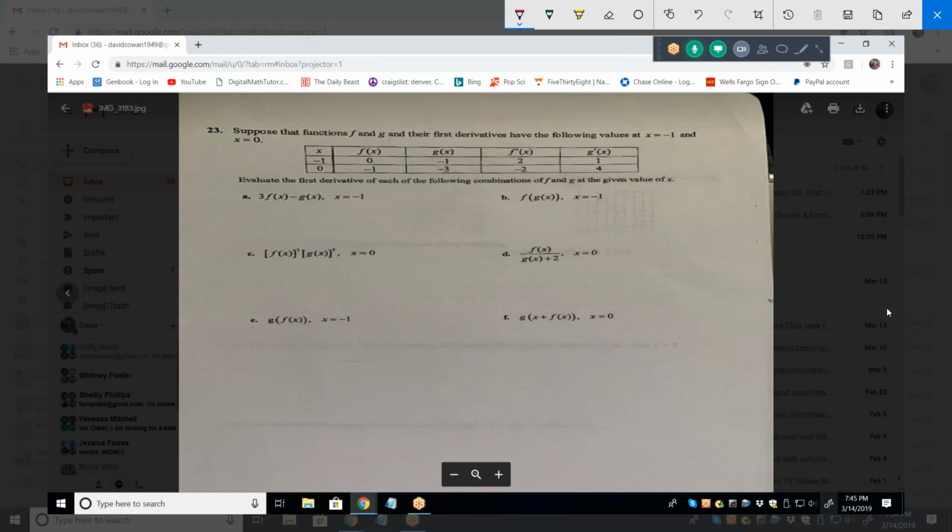Well, I know we have to use the product rule. Okay, let's use the product rule. So if y equals uv, then y prime equals uv prime plus u prime v. So y equals f of x cubed times... okay, so y prime equals f of x cubed.